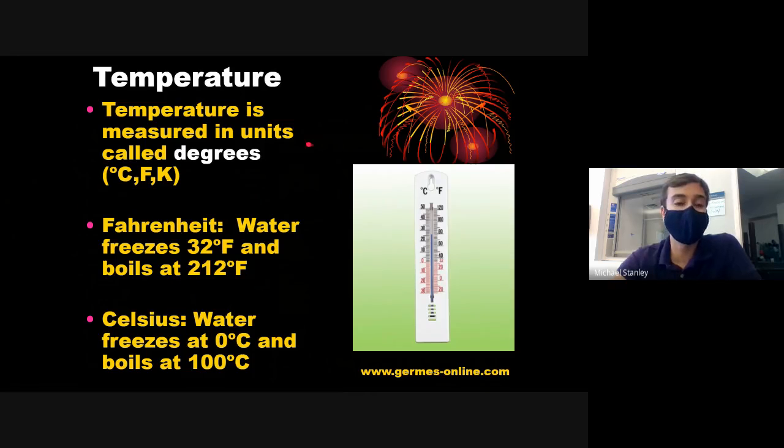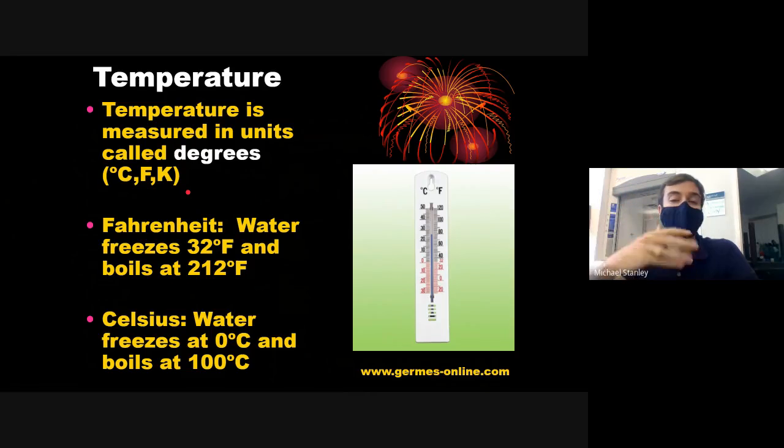So we measure temperature in degrees, right? And there's three major scales that we use for degrees. We have Celsius, which is used by most of Europe and Asia. We have Fahrenheit, that's mainly used by the US. And there's another scale called Kelvin that's used a lot by scientists. We're really not going to go too deeply into Kelvin right now, so don't worry about it.